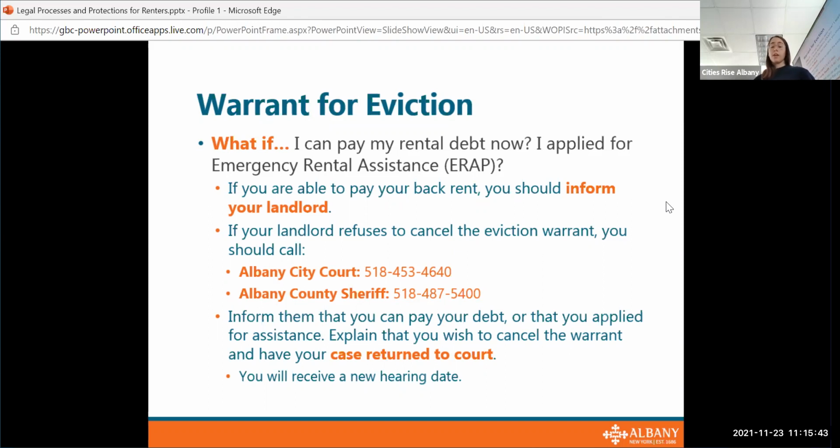So even up until the point that there is a warrant signed against you, you can call and explain that you can now pay your debt or that you've applied for assistance. And you should tell them that you want to cancel the warrant and have your case sent back to court. You would then receive a new hearing date. You would be able to go to court and explain to the judge that you can pay your rent now or that you've applied for assistance and this warrant should be canceled.